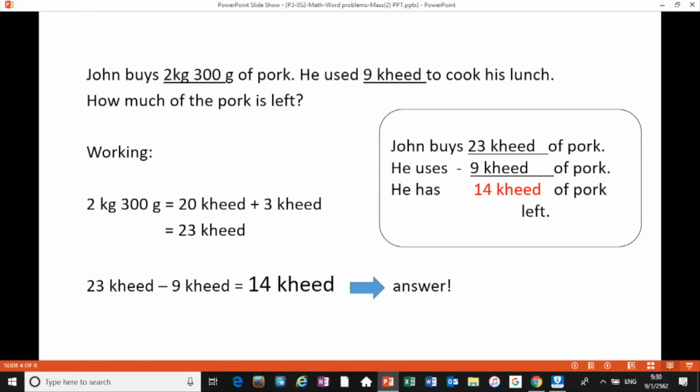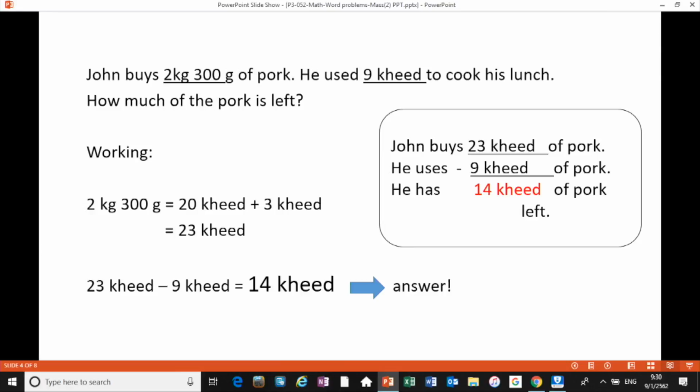Okay, now we'll go shopping. Or we'll go shopping with John. John buys 2 kilograms, 300 grams of pork. He used 9 keys to cook his lunch. So how much of the pork is left?